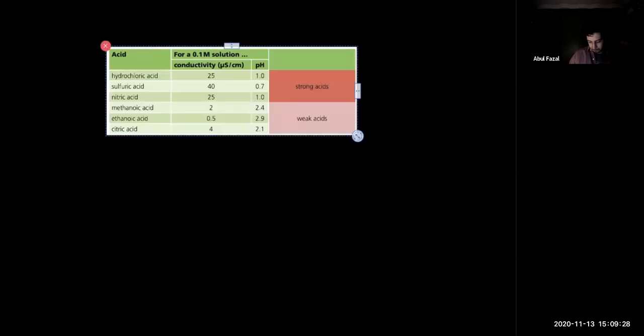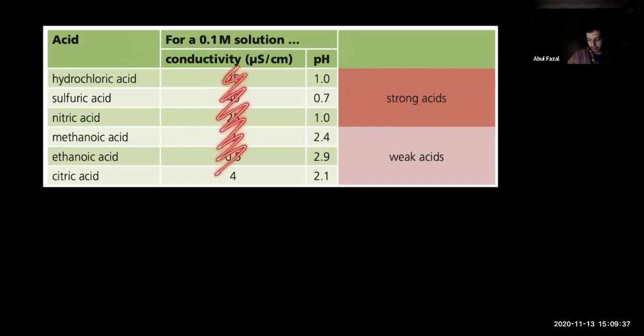Okay. So we talked about a few acids. Let me copy this. All right, we'll ignore this bit for now, their conductivity, but the general pH, right, for certain acids. So you can tell hydrochloric acid, sulfuric acid, and nitric acid are generally strong acids. And other acids, especially organic acids, are weak acids.